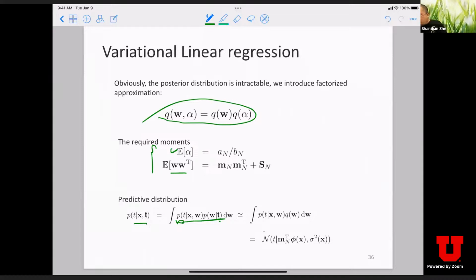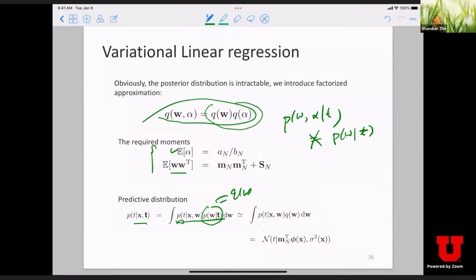But here, this is analytically intractable. Why? Because you don't know the exact distribution of W and alpha given T, so of course you won't be able to know the marginal posterior distribution of W given T. But according to mean field variational inference, in our approximate distribution, we know that this is simply Q of W. Then you just shove your approximate Q of W into this integral, and you get your predictive distribution, which is still a Gaussian distribution.